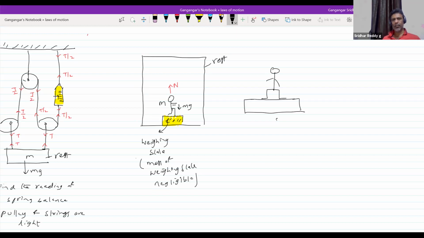I'm giving some better diagram for you. The weight of the person, the normal contact with the weighing scale will be like this. Then the weight of the person will act vertically down. In some other color, I'll take mg.